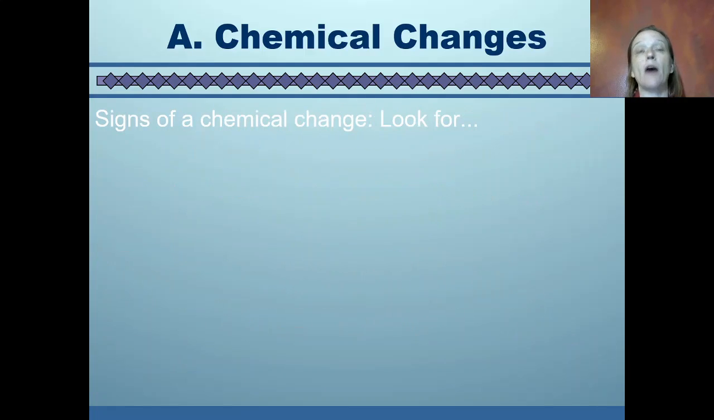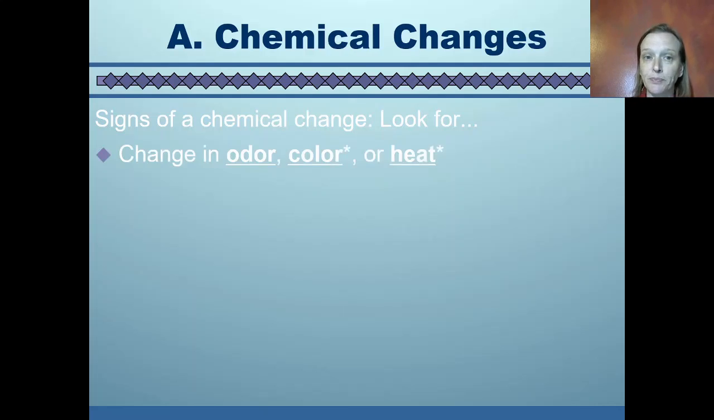So, how do you know that a chemical change is going on? There are particular signs that you can look for. First of all, if there's a change in odor or a change in color or a change in heat, those can be signs of a chemical change. Just a couple notes here. A change in color. This needs to be an unexpected change in color. If you take something blue and mix it together with something yellow, you expect the product to be green. That is an expected color change.